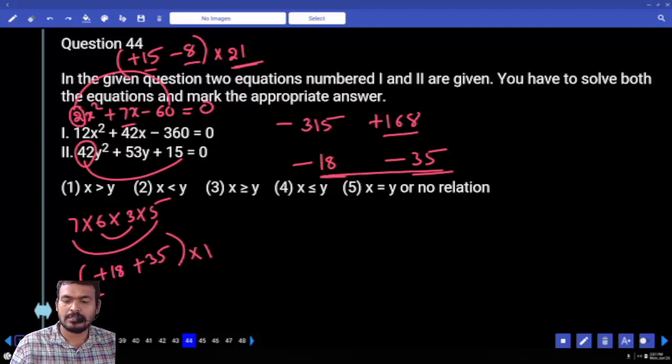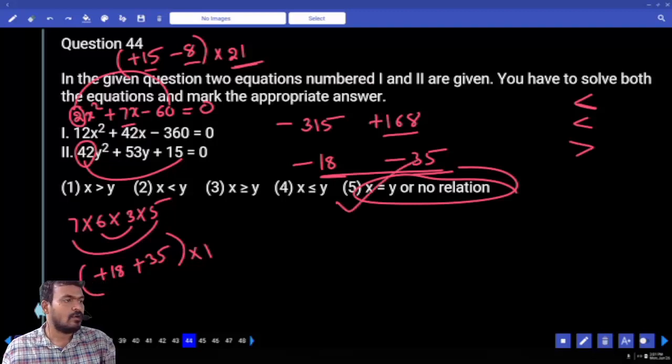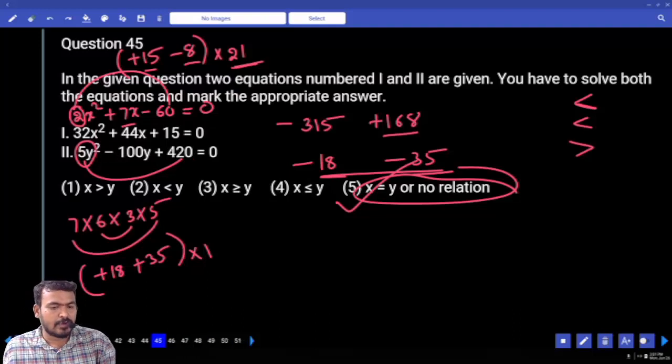What is the overall relation? No relation. In the first two cases, do we get greater or less than? Less than. In the third case we get greater than. Then opposite symbols mean what is the answer? No relation. Next question number 45.